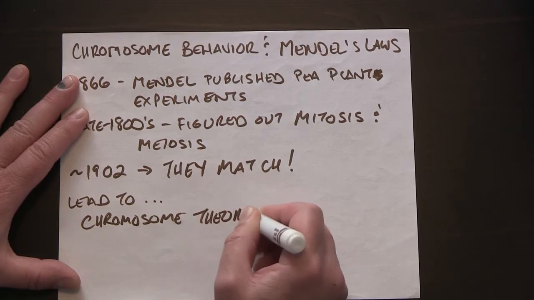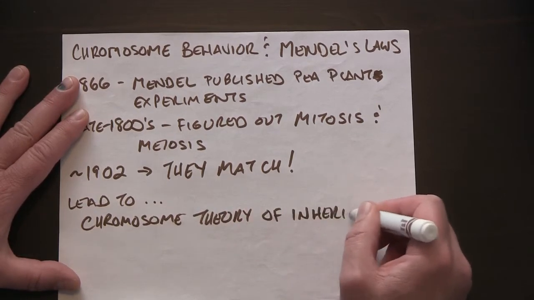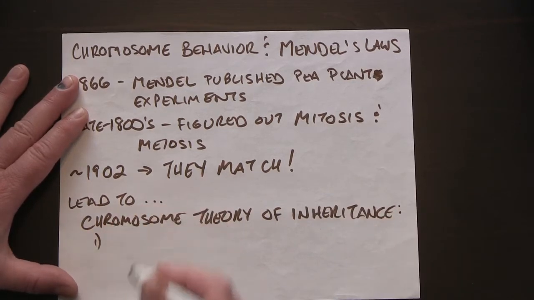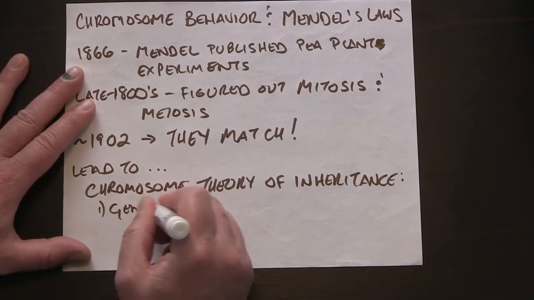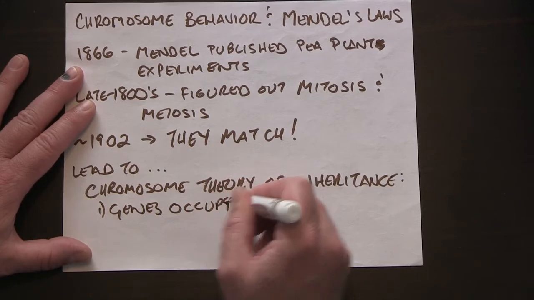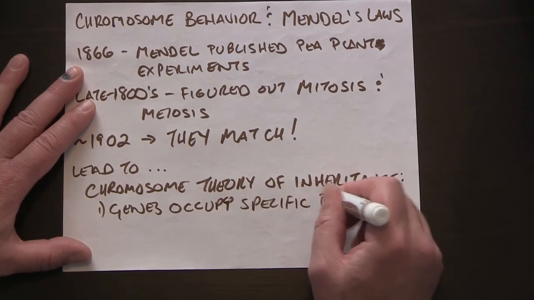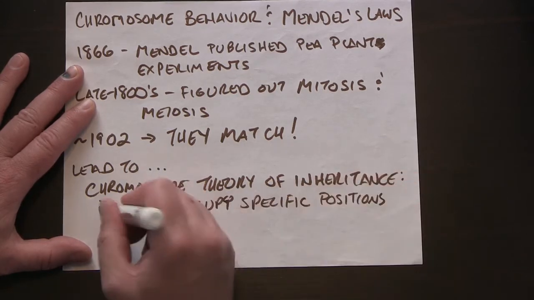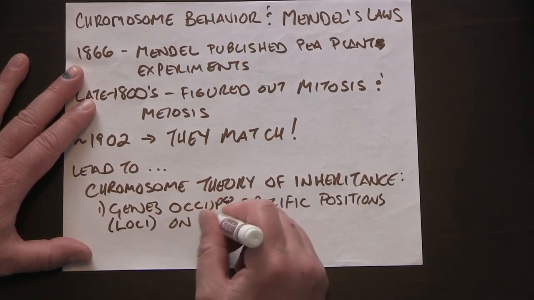theory of inheritance, which has got two kind of parts to it. One, that genes occupy specific positions that are called loci on chromosomes.